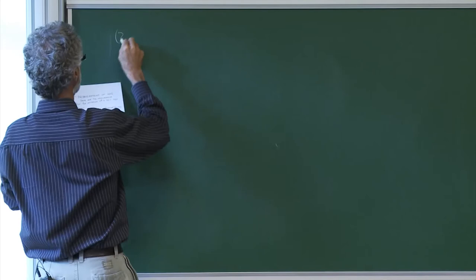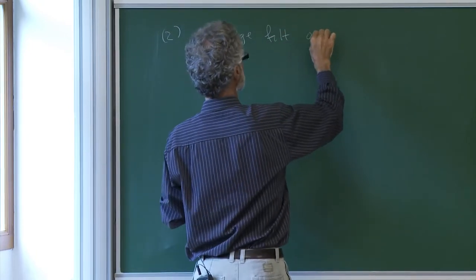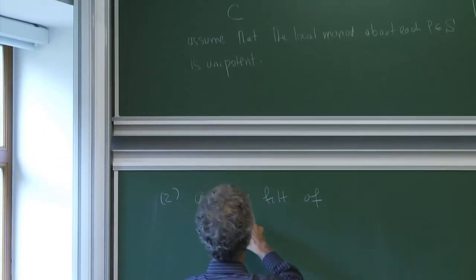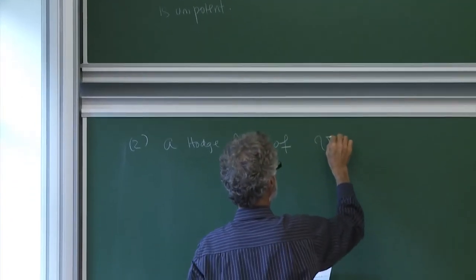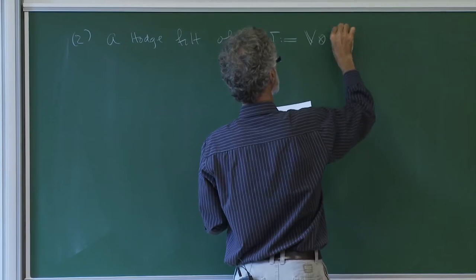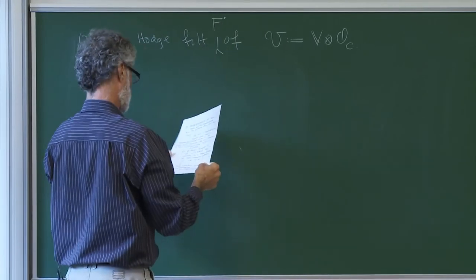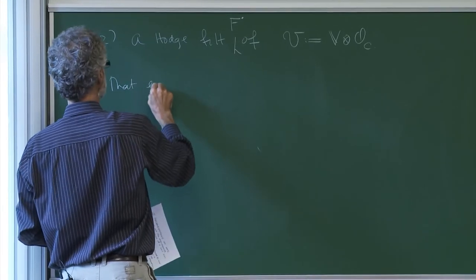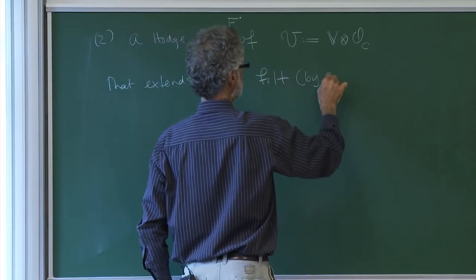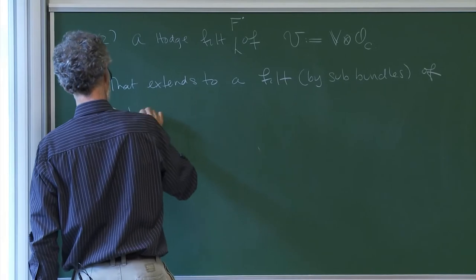And the second thing we want is a Hodge filtration. At the moment, it's just a filtered local system, and it will be the weight filtration. A Hodge filtration of V is defined to be, we'll call it F dot, that extends to a filtration by subbundles of Deligne's canonical extension.